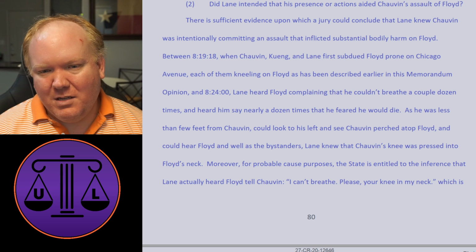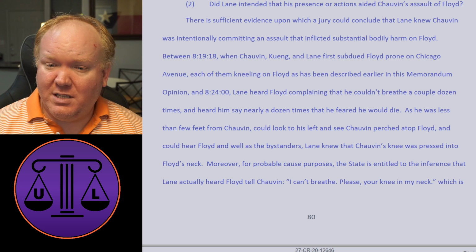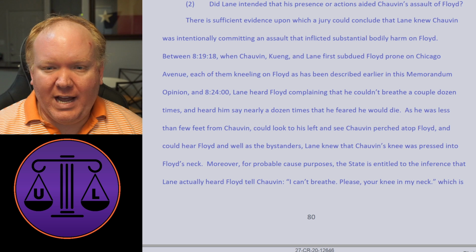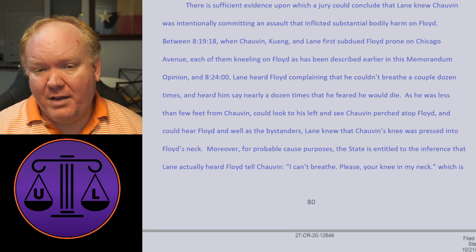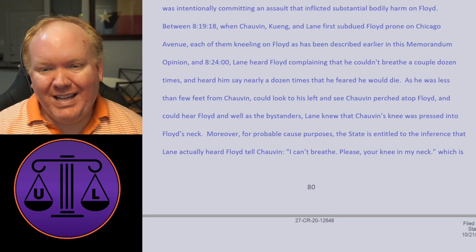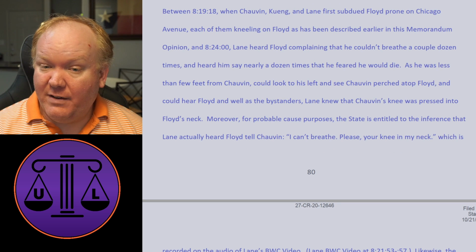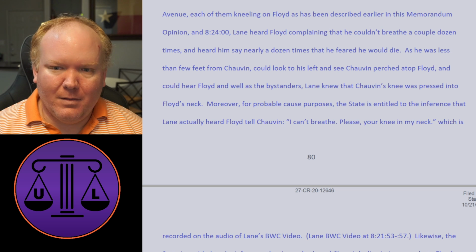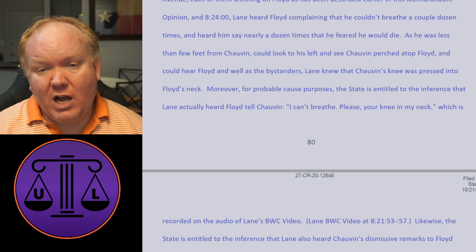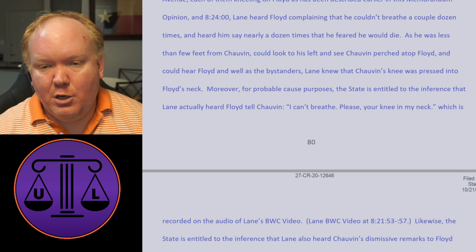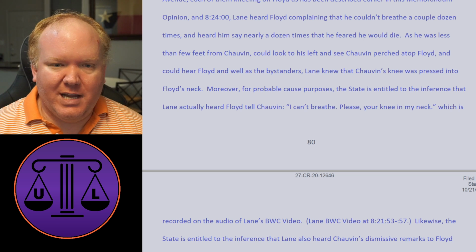Between these times, when Chauvin, Kueng, and Lane first subdued Floyd prone on Chicago Avenue, each of them kneeling on Floyd, as described earlier in the memorandum opinion. And Lane heard Floyd complaining that he couldn't breathe a couple dozen times, and heard him saying a couple different times he feared he would die. As he was less than a few feet from Chauvin, he could look to his left and see Chauvin perched atop Floyd, and could hear Floyd as well as bystanders. Lane knew that Chauvin's knee was pressed into his neck.